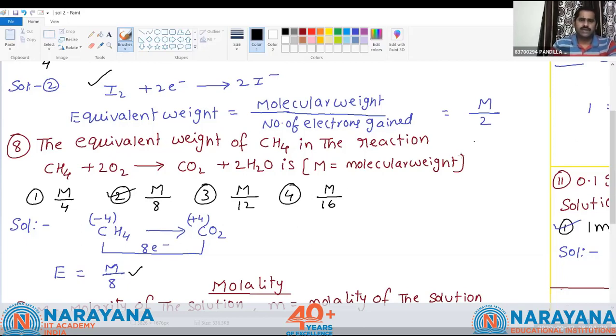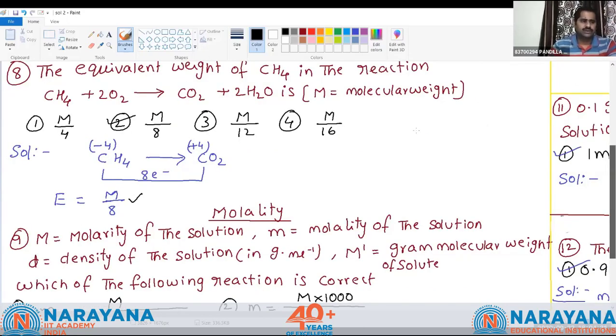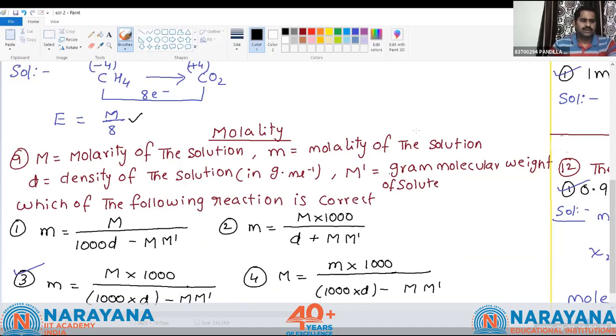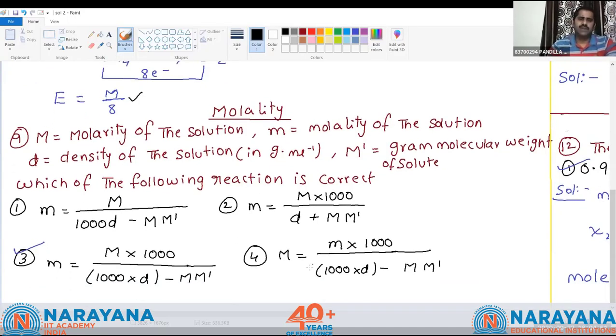A question related to molality. I am going to give the explanation. Capital M is the molarity of the solution. Small m is the molality of the solution. D is the density of the solution. And M dash is the gram molecular weight of the solute given. Which of the following relations is correct? That is the question. It is a relation between molarity and molality.